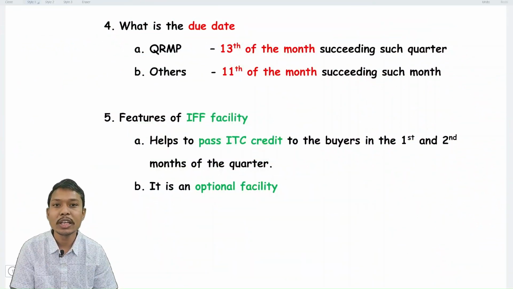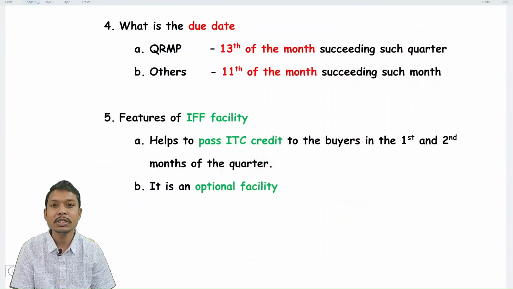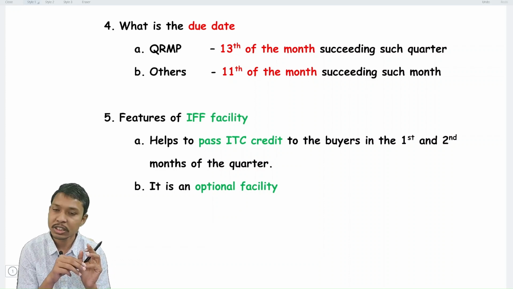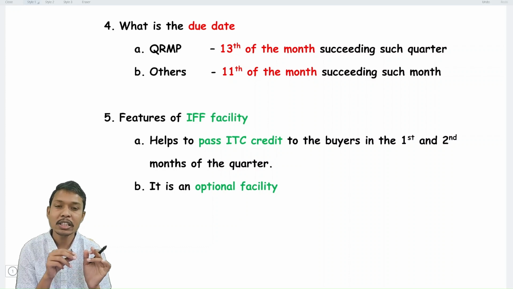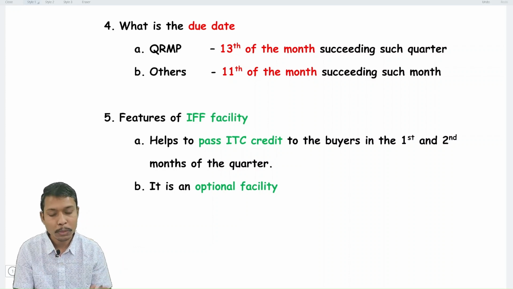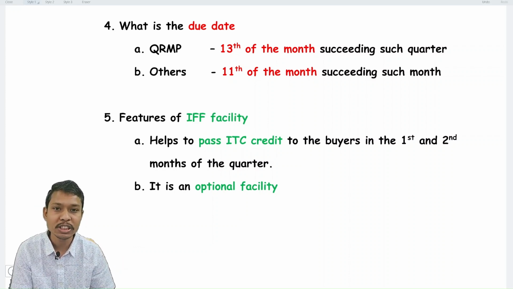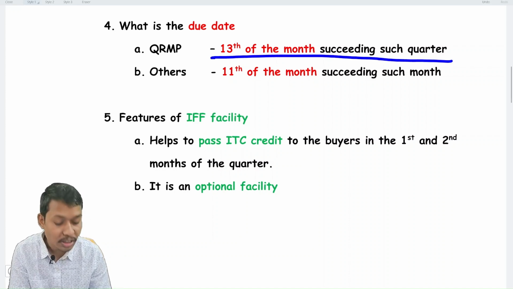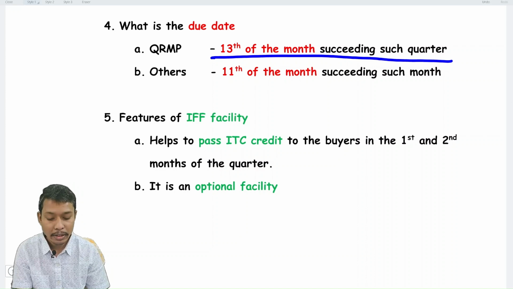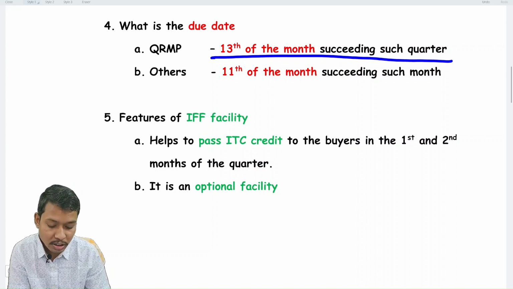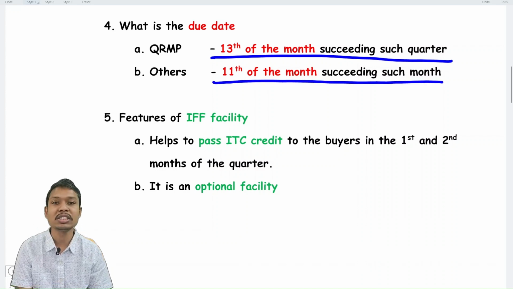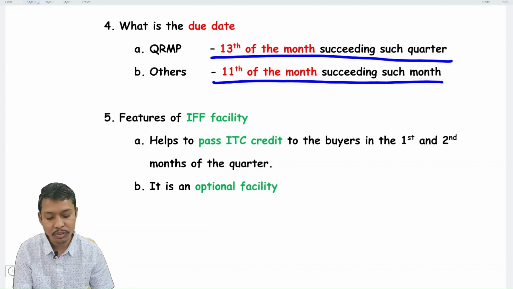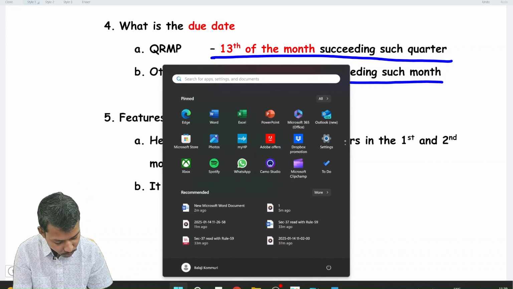What is the due date for filing GSTR-1? Basically, the taxpayers who are required to file GSTR-1 are divided into two types. One, QRMP, that is quarterly return monthly payment, and the second one is other than QRMP. So for the persons who are paying taxes under the QRMP scheme and filing GSTR-1, the due date will be 13th of the month succeeding such quarter, and for other than QRMP, the due date will be 11th of the month succeeding such month. Okay, let's take an example and understand the due dates for filing GSTR-1.